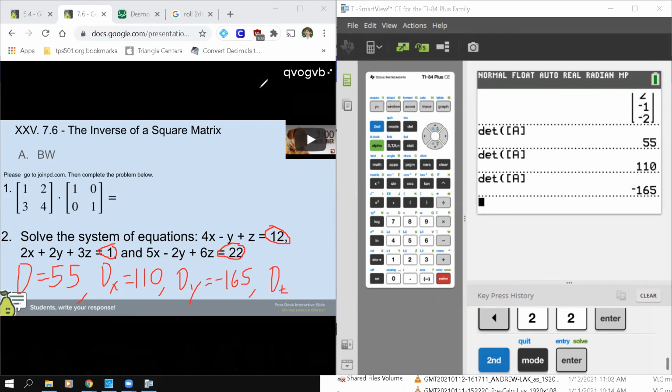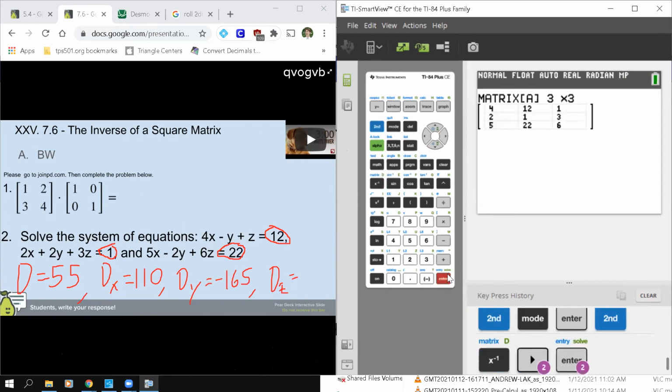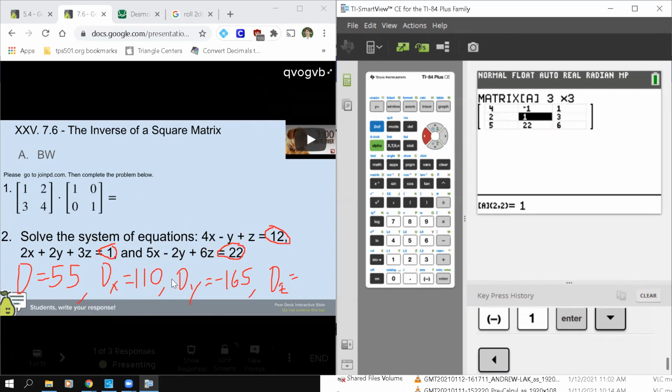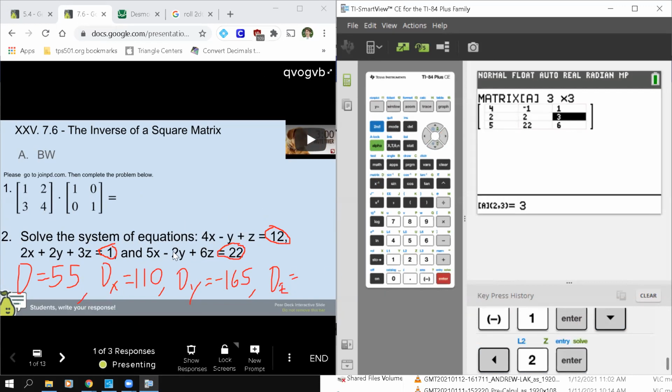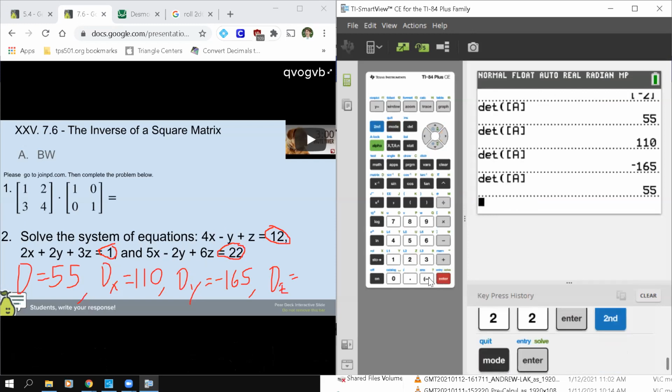And then the last thing I need is dz. To get dz, I'm going to replace the z's with 12, 1, and 22. Matrix. Edit. Note that I need to switch the y's back now to negative 1, 2, and negative 2. And then I'm going to switch my z's to 12, 1, and 22. Quit. Enter. 55.